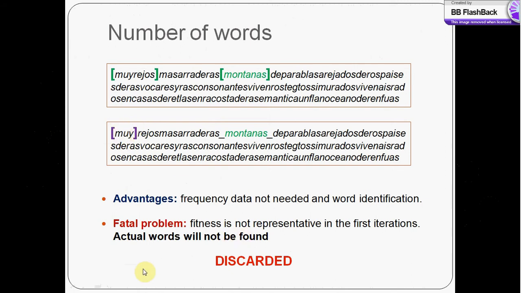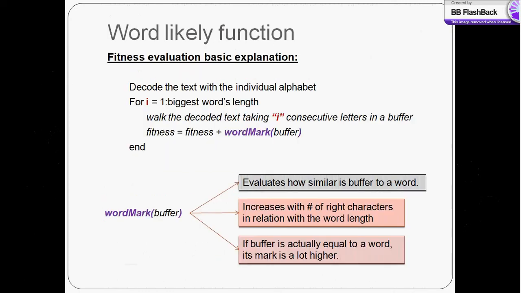The advantage of this method is that frequency data is not required, but there is a fatal problem, that is, if my initial population is not very similar to the proper solution, actual words will not be found. I will only find some noise within 1 character, 2 character, 3 character words, but that won't be representative of the solution quality. So this method is totally discarded.